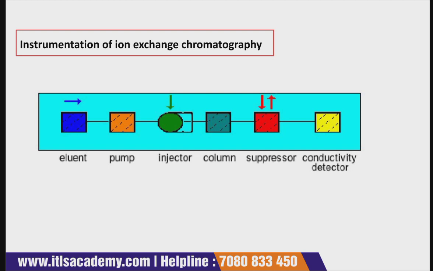The guard column is placed before the separating column. This serves as a protective factor that prolongs the life and usefulness of the separation column. Here the separation generally takes place. And the column could be of stainless steel, plastic such as PEEK, titanium, or glass.